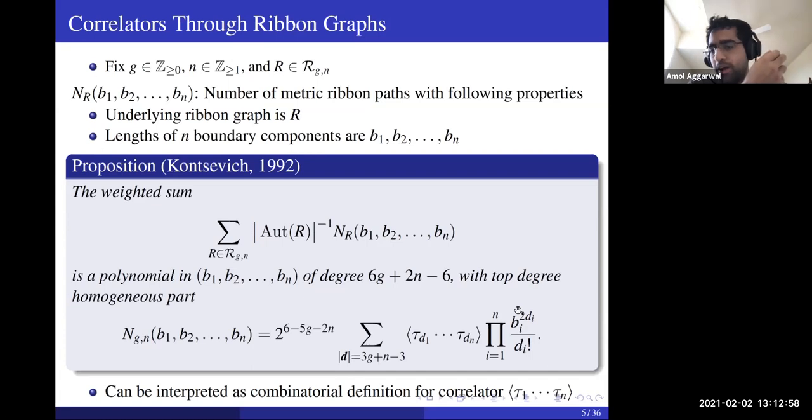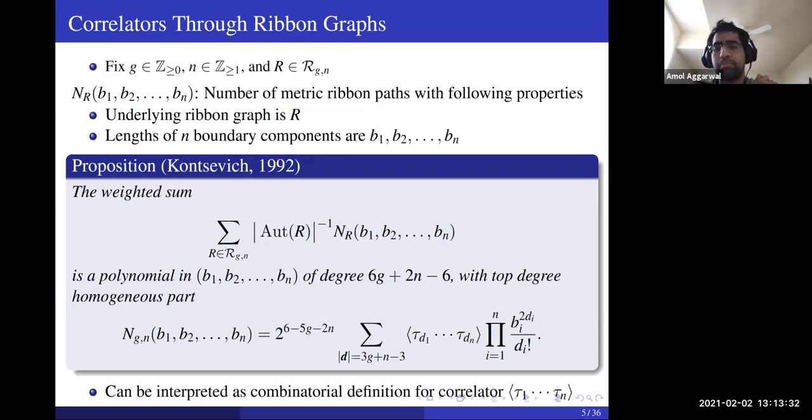And then I have some product, some power of the b_i's over d_i's factorial. You can use this to define, if you like, this might be blasphemous to the algebra people in algebraic geometry, but if you want, you can just view this as the definition of these intersection numbers. You compute this quantity here, find its leading degree part, and look at the coefficient of b1 to the 2d1, b2 to the 2d2, and then you can use that to just read off this correlator.